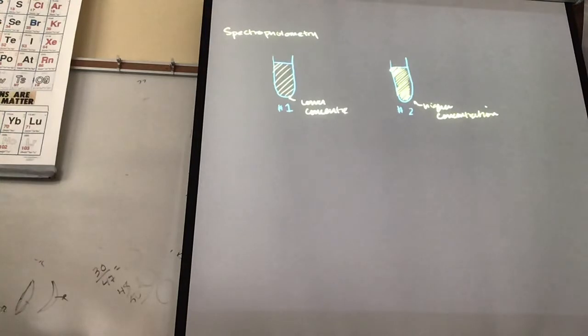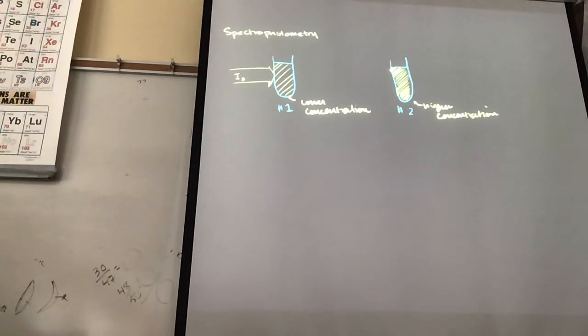Now let's think about what will happen if we shine some light through each of these beakers. And let's just assume that we are shining a wavelength of light that is specifically sensitive to the solute that we have dissolved in here. But I'll leave that pretty general right now. So let's say I have some light here of some intensity. Let's call that the incident intensity. I'll say that it's I0.